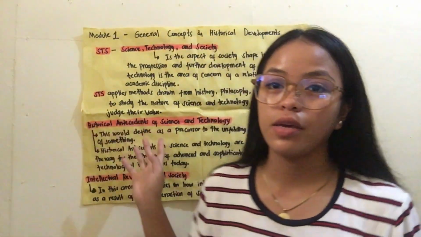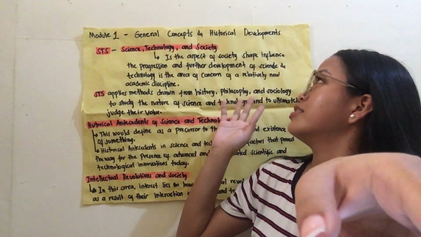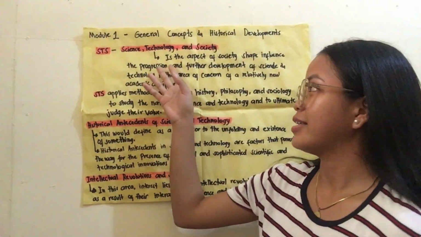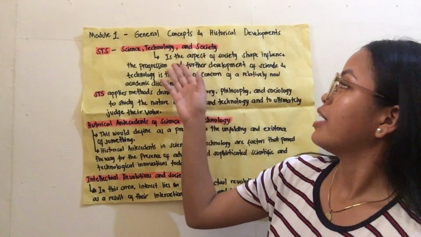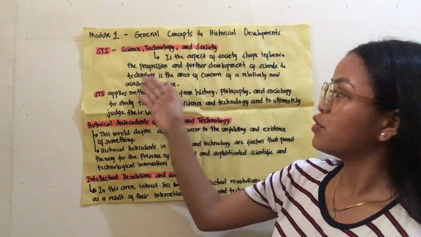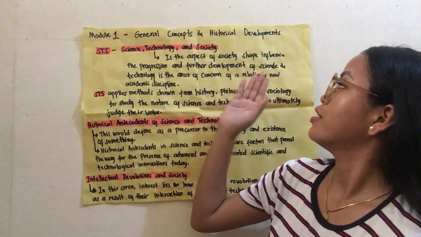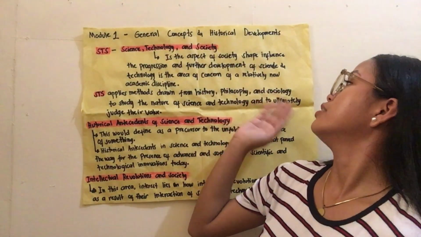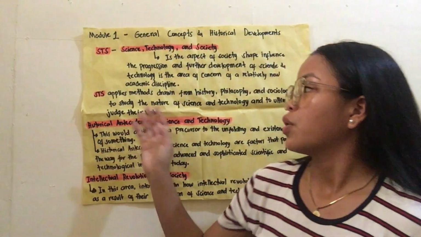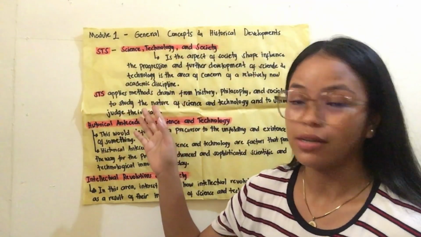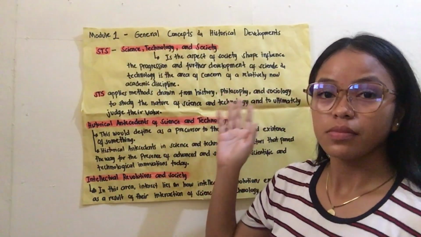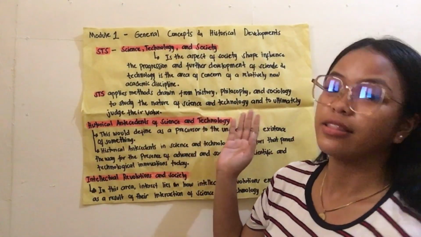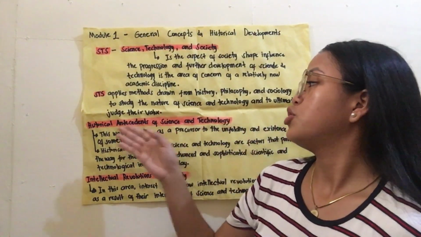So first we have module 1, which is the general concept and historical development. First we have the STS, or Science, Technology and Society. It is the aspect of how society shapes and influences the progression and further development of science and technology, the area of concern of a relatively new academic discipline. STS applies methods drawn from history, philosophy, and sociology to study the nature of science and technology and to ultimately judge their values.